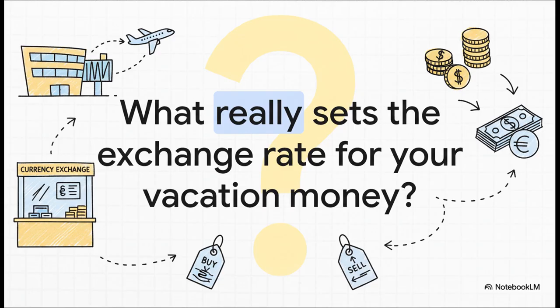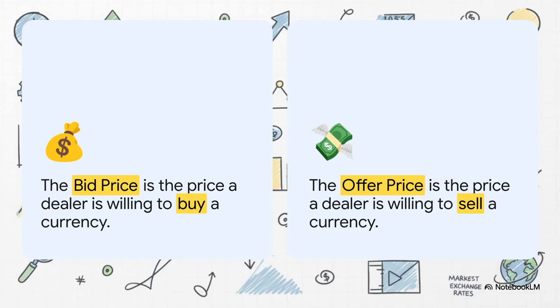Well, the first thing to know is it's not just one price, it's two. And this is where the house always has an edge. The dealer is willing to buy a currency from you at one price. That's the bid, but they'll sell it back to you at a slightly higher price, the offer. That little gap in between, that's called the bid-offer spread, and it's their guaranteed profit on the transaction. Think of it as the first little toll you pay to get on the foreign exchange highway.